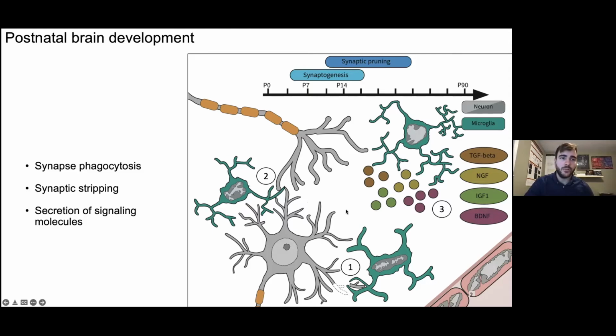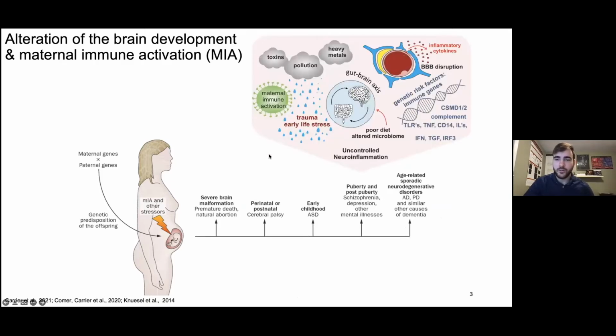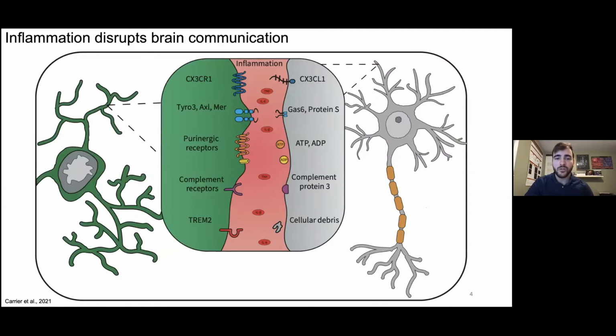We also know that postnatal brain development can be altered by many factors, as the previous talk showed, which we tend to separate into categories: the genetic predisposition of the offspring, but also all the environmental factors affecting the intrauterine gestation, including pollution, early life stress, viral infections, and diet. All of them cause neuroinflammation in the offspring, which disrupts communication in the brain, because microglia and neurons have to communicate to ensure the proper dynamics of the brain.